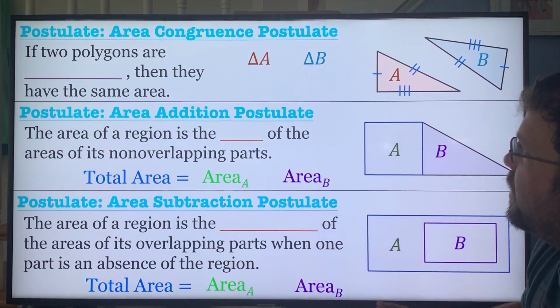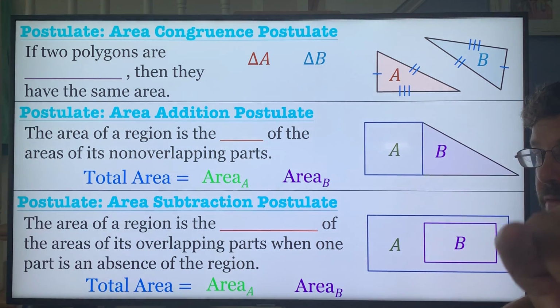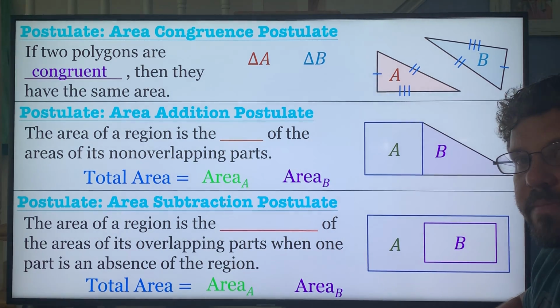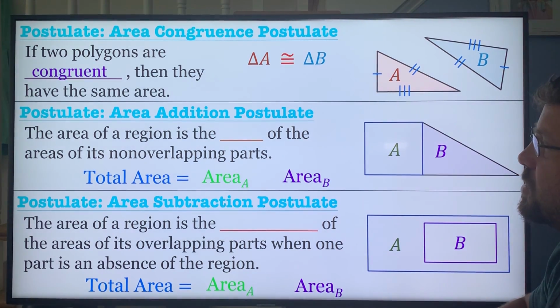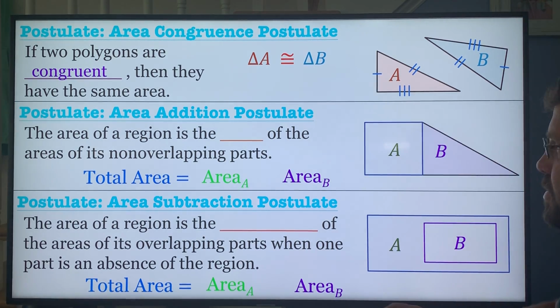Let's go to the area congruence postulate. If two polygons are blank, then they have the same area. What do these things have to have the same area? Another word for equal, which is good, congruent. We're using the geometric words. What does a congruent symbol look like? Correct, it's an equal sign with a little squiggle above it. Or an equal sign with a little similar figure above it.